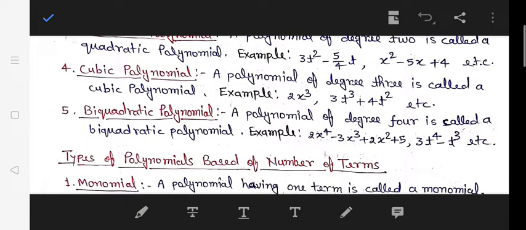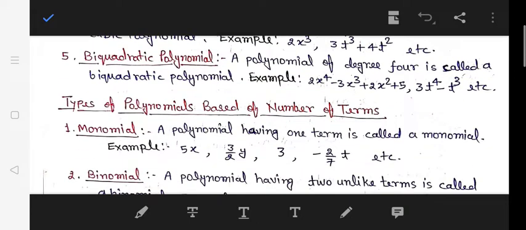Now next one is the biquadratic polynomial. A polynomial of degree 4 is called the biquadratic polynomial. I have taken a certain example here: 2x power 4 minus 3x cube plus 2x square plus 5. It is a polynomial in which the highest exponent is 4, so its degree is 4, so that's why it is called the biquadratic polynomial.